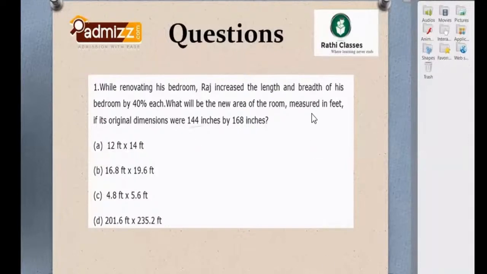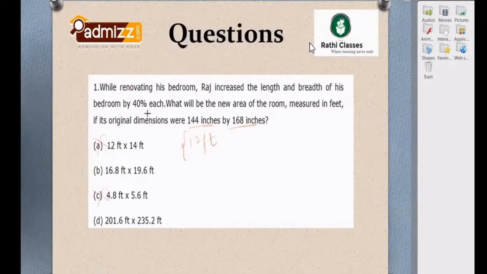First and foremost, if you see 144 inches, the answer options are in feet. So 144 means 12 feet. How? Because 144 is nothing but 12 into 12. We know 1 foot is equal to 12 inches. Now, you need to know, as the length and the breadth of the bedroom have been increased, increased means it should be greater than 12. So 12 means option A, option C is eliminated. We are left with B and D.